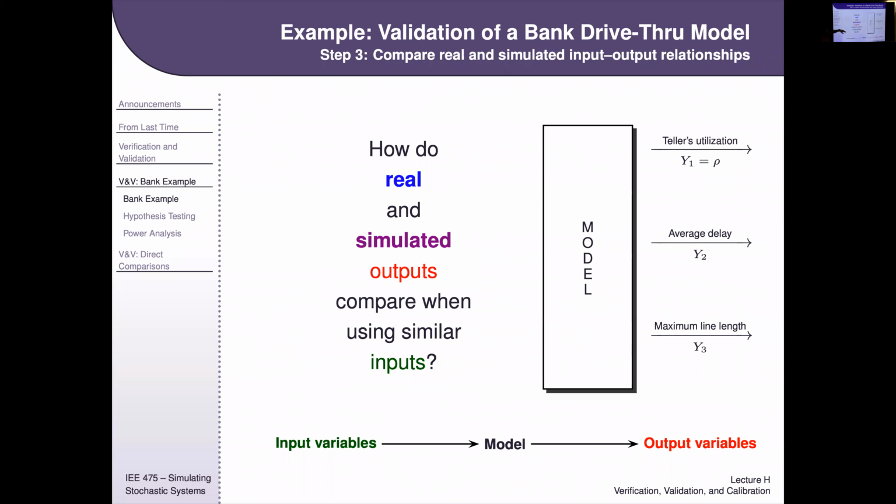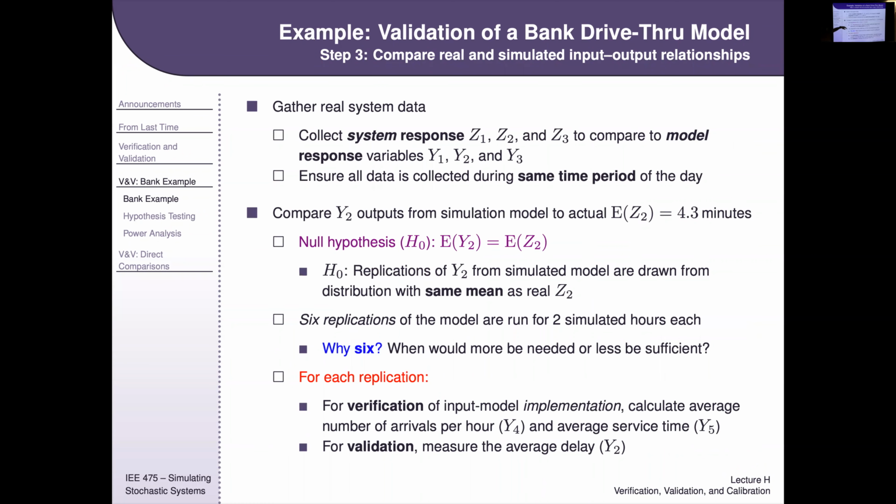If I go back, Y2 is my average delay. Let's look at the average delay outputs from the simulation model and compare them to the actual average delay of 4.3 minutes. In the real world, it's 4.3 minutes. Let's look at my simulation output. So I have a null hypothesis. Under the null, my model and the real world match. I would expect the expected average delay to equal the average delay I've gotten from the real world.